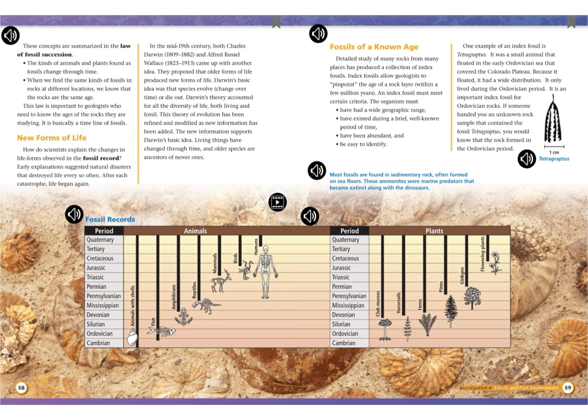Darwin's basic idea was that species evolve, or change over time, or they die out. Darwin's theory accounted for all the diversity of life, both living and fossil. This theory of evolution has been refined and modified as new information has been added. The new information supports Darwin's basic idea. Living things have changed through time, and older species are ancestors of newer ones.